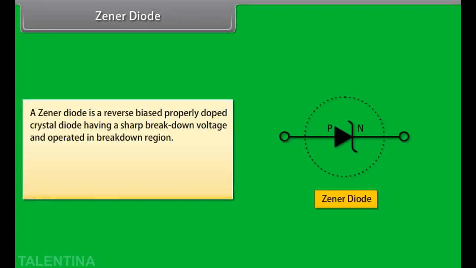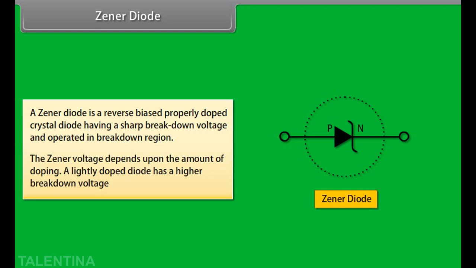Zener diode. A Zener diode is a reverse biased properly doped crystal diode having a sharp breakdown voltage and operated in the breakdown region. When the reverse bias on a crystal diode is increased beyond a critical value called the breakdown voltage, the reverse current increases sharply to a high value. The Zener voltage depends upon the amount of doping. A lightly doped diode has a higher breakdown voltage.